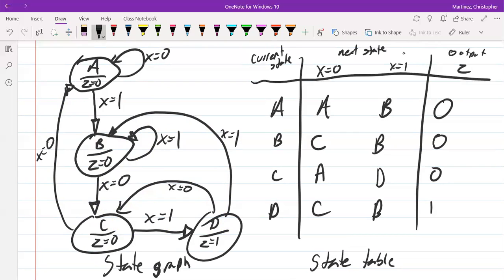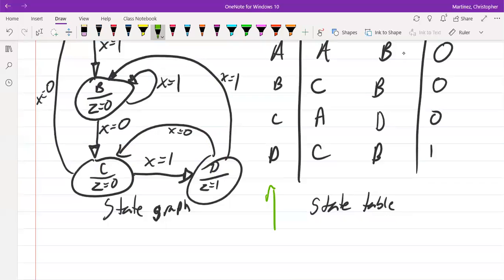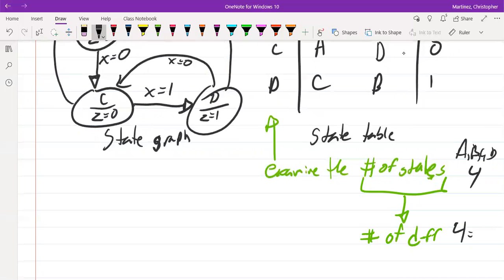Now, this table here is going to help us produce our circuit. What we got to do from this table is examine the number of states. And from this number of states, that's going to tell us the number of D flip-flops we're going to need. Okay, so we had, in this example, an A, a B, a C, and a D. So this was 4 states. To get to the number of D flip-flops, well, 4 is 2 to the what? It's 2 to the 2. So we are going to need 2 D flip-flops.